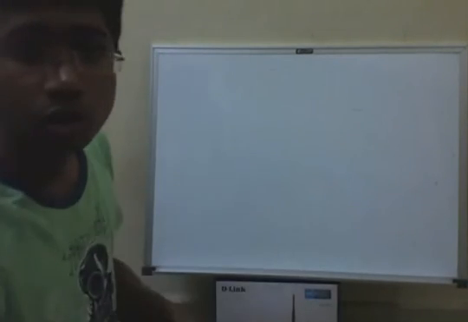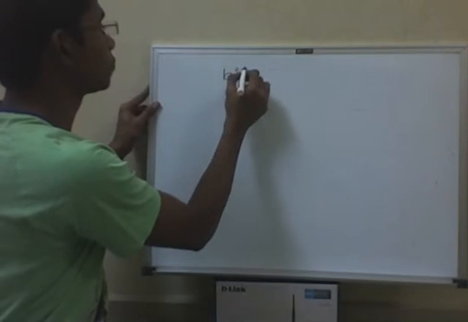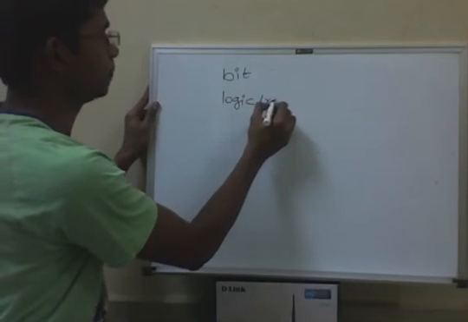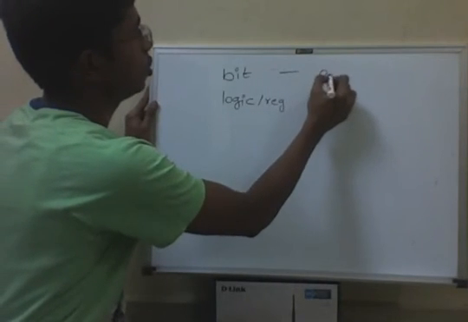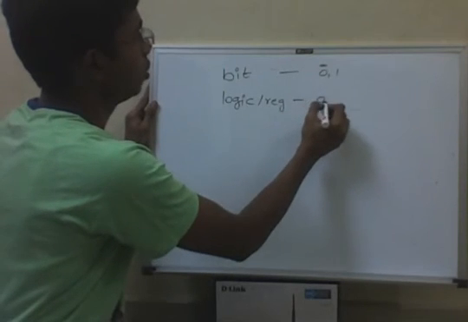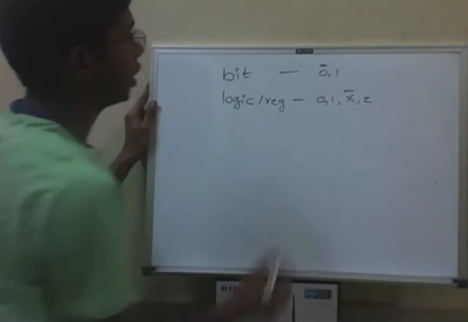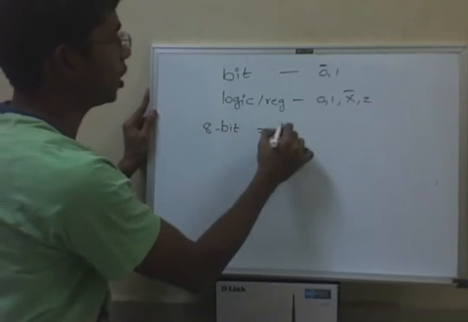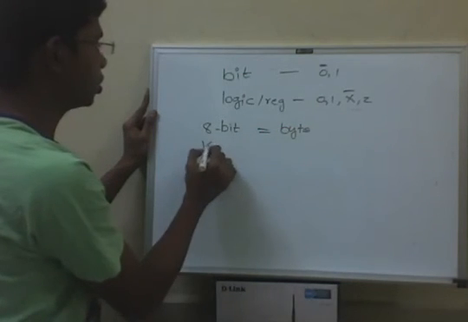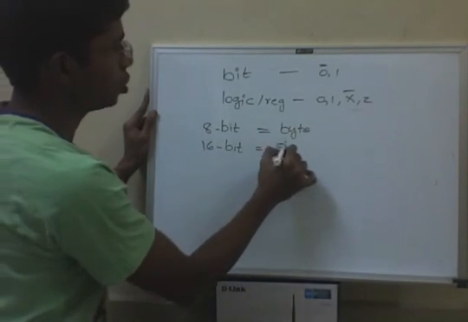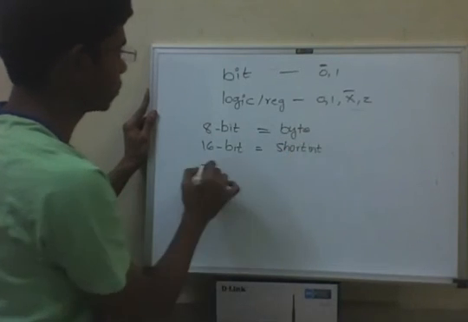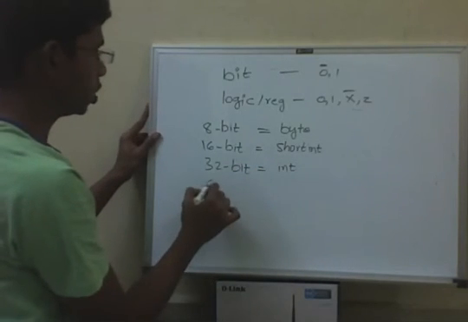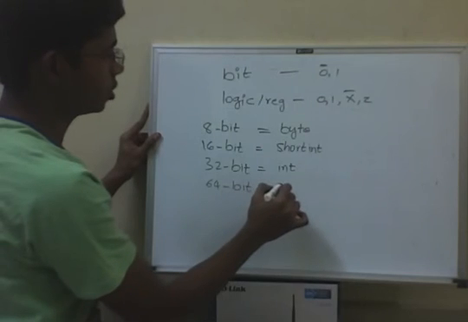Now we will see all the data types at once. Bit, logic, or range. Bit means zeros and ones, by default zero. Logic means 0, 1, X, Z, by default X. And 8-bit you can write as byte. 16-bit you can write as shortint. 32-bit you can write as int. And 64-bit you can write as longint.